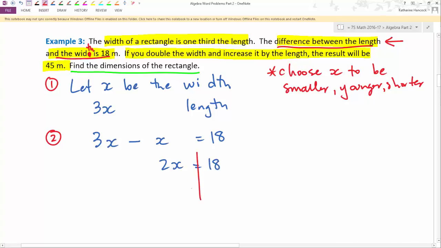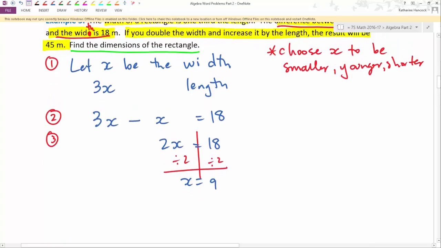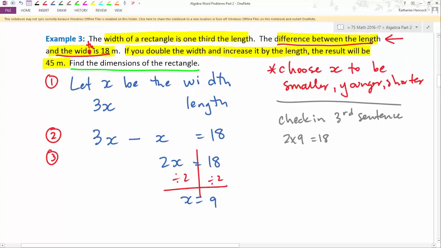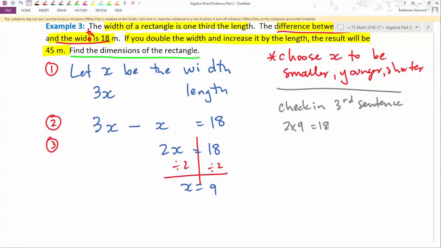Now I'm going to use algebra to solve. Divide by 2 on both sides, and we get x equals 9. Let's check. Oh, that was step 3. Let's just check that. I'm going to use gray. Check in the third sentence. The third sentence is if you double the width, so 2 times 9 would be 18, and increase it by the length. And we never figured out what the length was. So if the width is 9 meters, 3 times is going to be 27 meters.